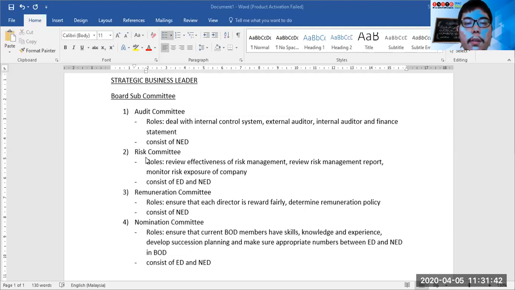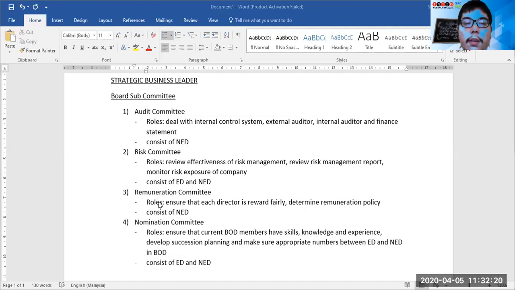Risk committee: their role is to review the effectiveness of the risk management system, review risk management reports and monitor the risk exposure of the company. They need to know about the risk that the company is currently facing, and establish the proper risk management procedure. A good corporate governance practice for the risk committee is that it consists of ED and NED.